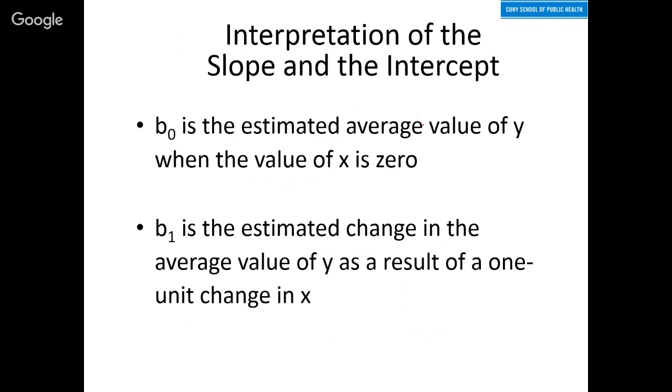So B0, to interpret it, is the estimated average value of y when your value of x is 0, and B1 is how much y changes as a result of a 1 unit change in x. So both of these are dependent on the scale of x and y. If you change from kilograms to grams or pounds, both of these are going to change. B0 is dependent only on the scale of y, B1 is dependent on the scale of both.